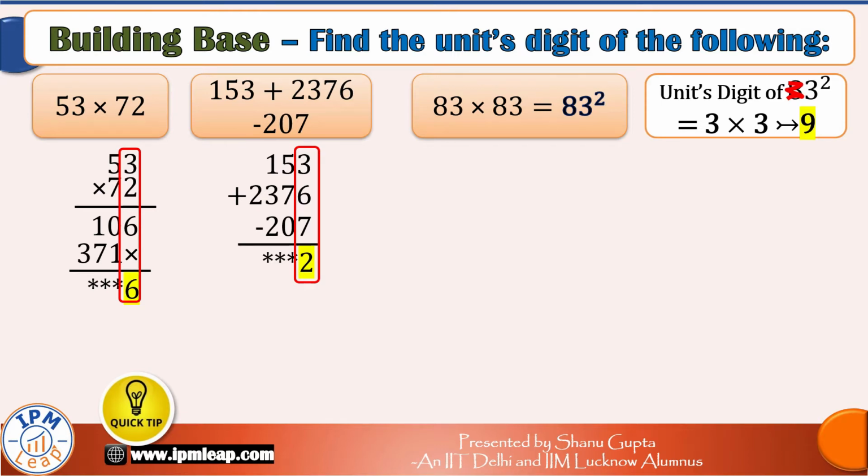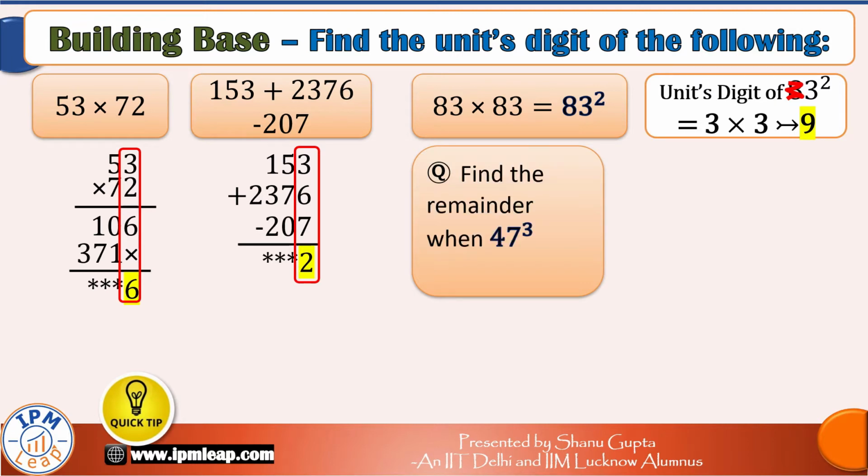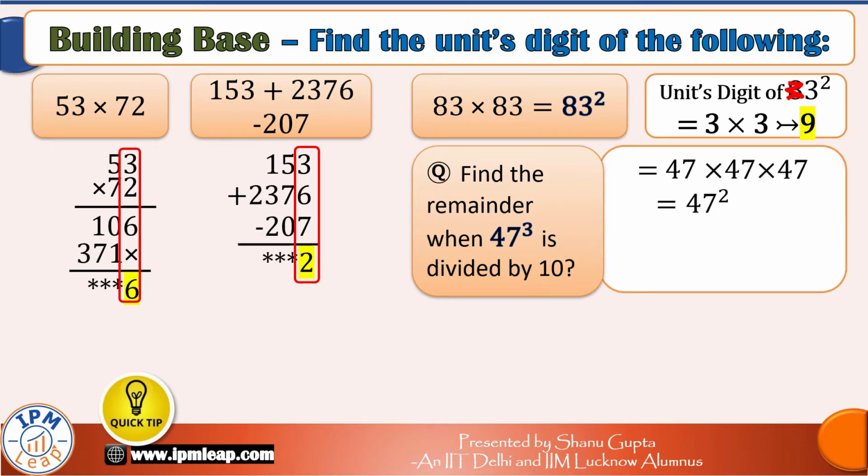In the next example, we have to find the remainder when 47 cube is divided by 10. You might be wondering what's a remainders question doing in the concept of units digit. But hang on, you will soon understand. So someone who is doing this question for the first time will likely calculate 47 cube. 47 into 47 into 47. 47 square is 2209. That into 47 is 103823. This when divided by 10, the remainder will be nothing else but the units digit.